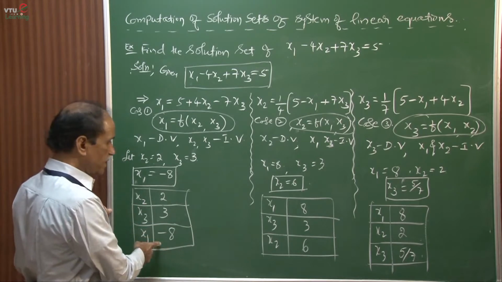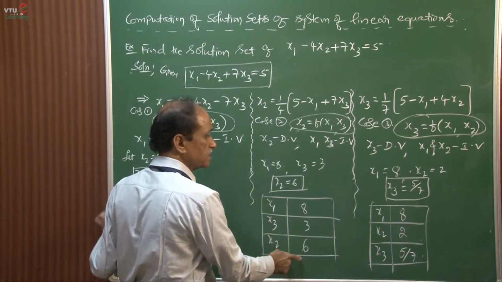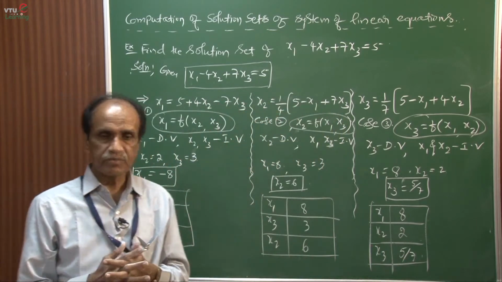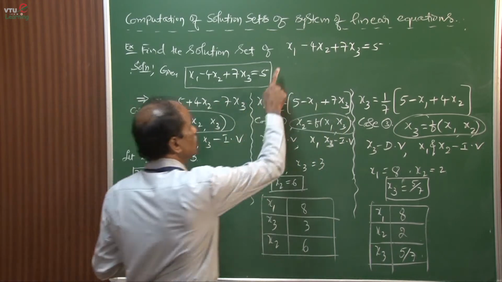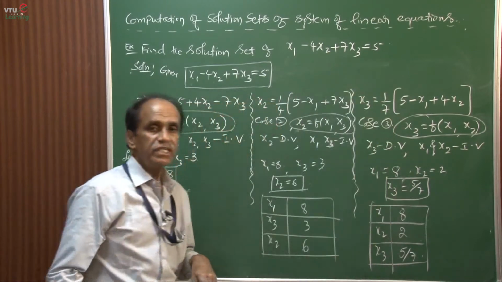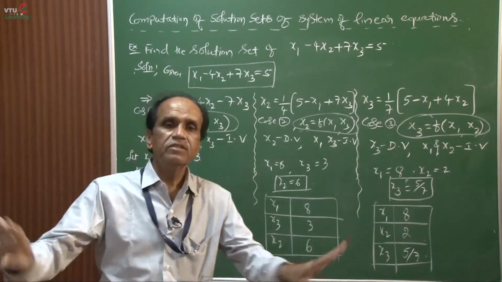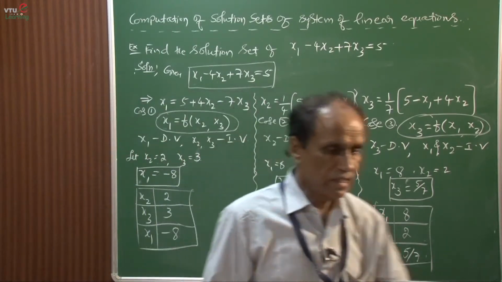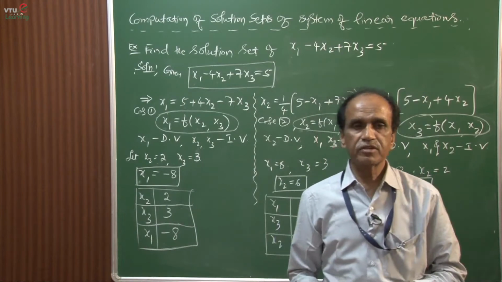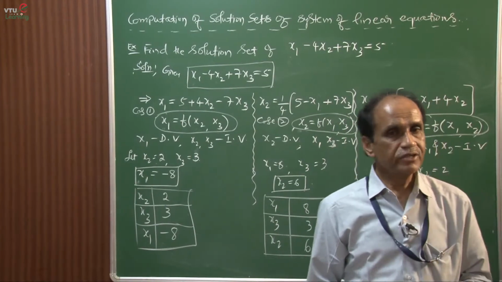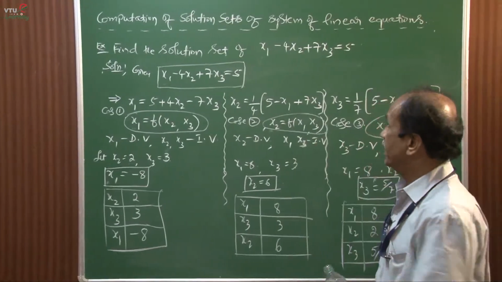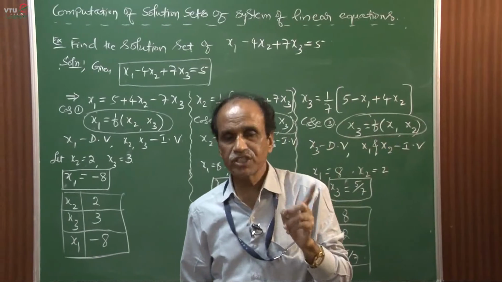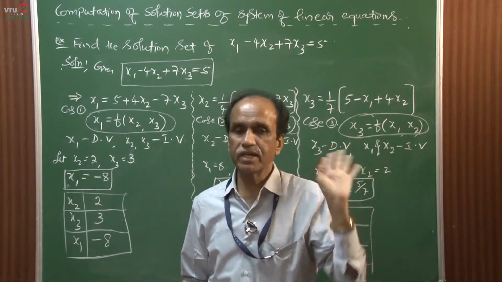Here 2, 3, minus 8; here 8, 3, 6; here 8, 2, 5 by 7. It is quite obvious, because here there is only one equation with three unknowns. One equation with three unknowns means you cannot get a unique solution, because the mathematical condition holds that an equal number of equations with an equal number of unknowns gives the unique solution. But here we have three unknowns and only one equation, so a unique solution will never exist.